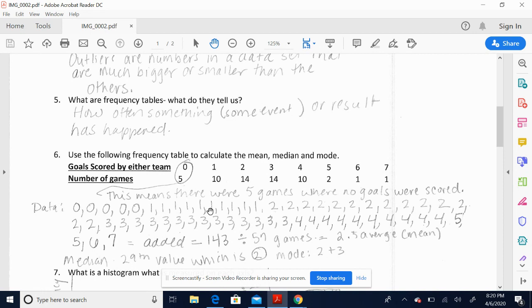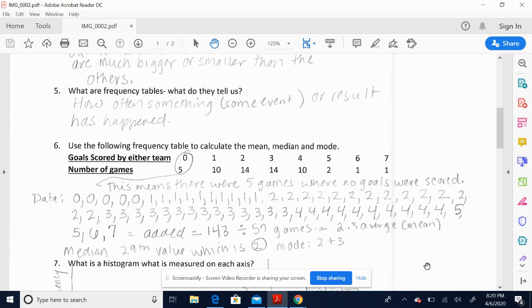I could have done that by writing all this data out and just marking them off: high, low, high, low, high, low. I could have done that until I worked my way to the 29th value, which is the 2. That's one way to do it. I also could have just counted. I know that I have 5 values here in zeros, then 10 ones. That's 15. Plus another 14 is 29, so I know that 29th value has to be a 2. The mode would be 2 and 3 because those are the 2 results that happen the most often.